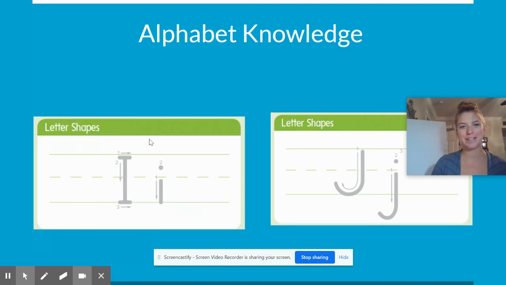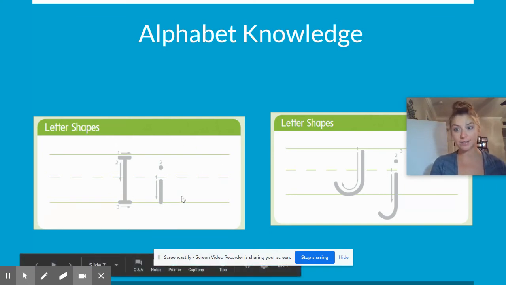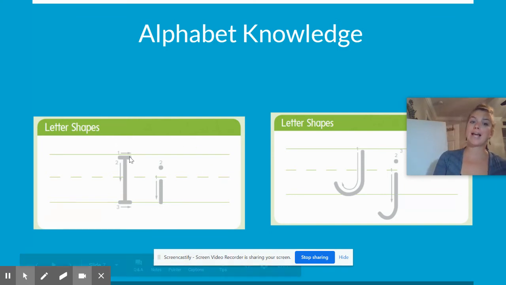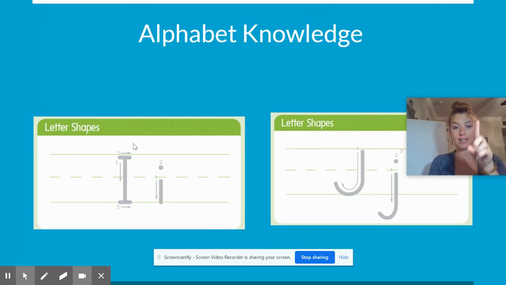Good job. All right, now that we know the name of the letter, let's look at the form of the letter. This right here is the letter I. This is how you do the capital I. You do little line, big line, little line. Do that with me with your finger. 1, 2, ready, go. Little line, big line, little line. One more time. Little line, big line, little line.